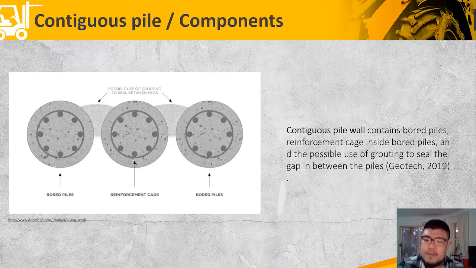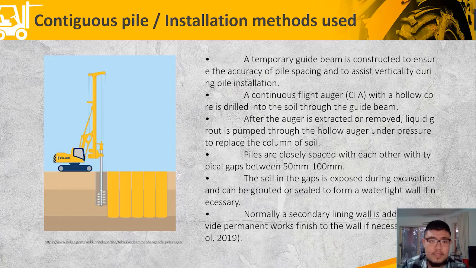As you can see here, this is the main component and the diagram of what the contiguous pile looks like from a plan. Contiguous pile contains bored piles, a reinforcement cage inside the bored piles, and the possible use of grouting to seal gaps between the piles. And this is the installation process of the contiguous pile, as you can see in the diagram on the left-hand side.